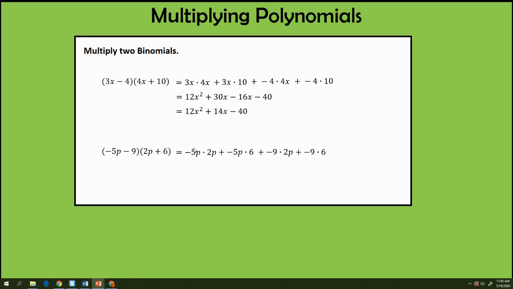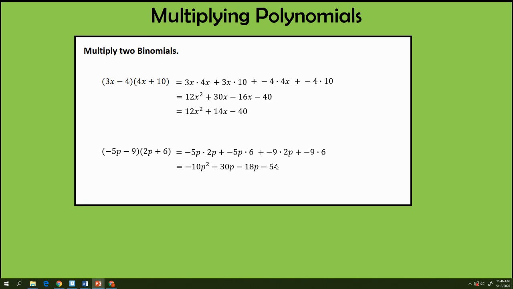All right, so same concept here. Let's simplify each term. We're going to get negative 5p times 2p is negative 10p squared. Negative 5p times 6 is negative 30p. Negative 9 times 2p is negative 18p.